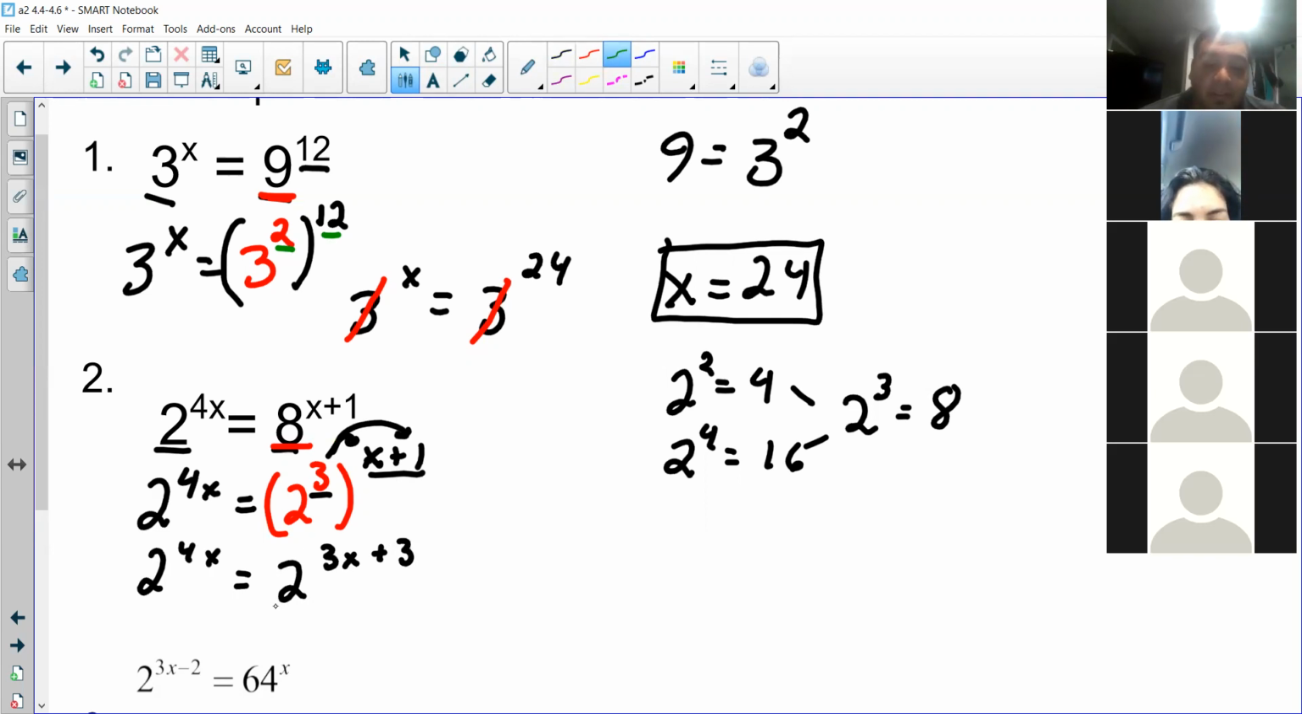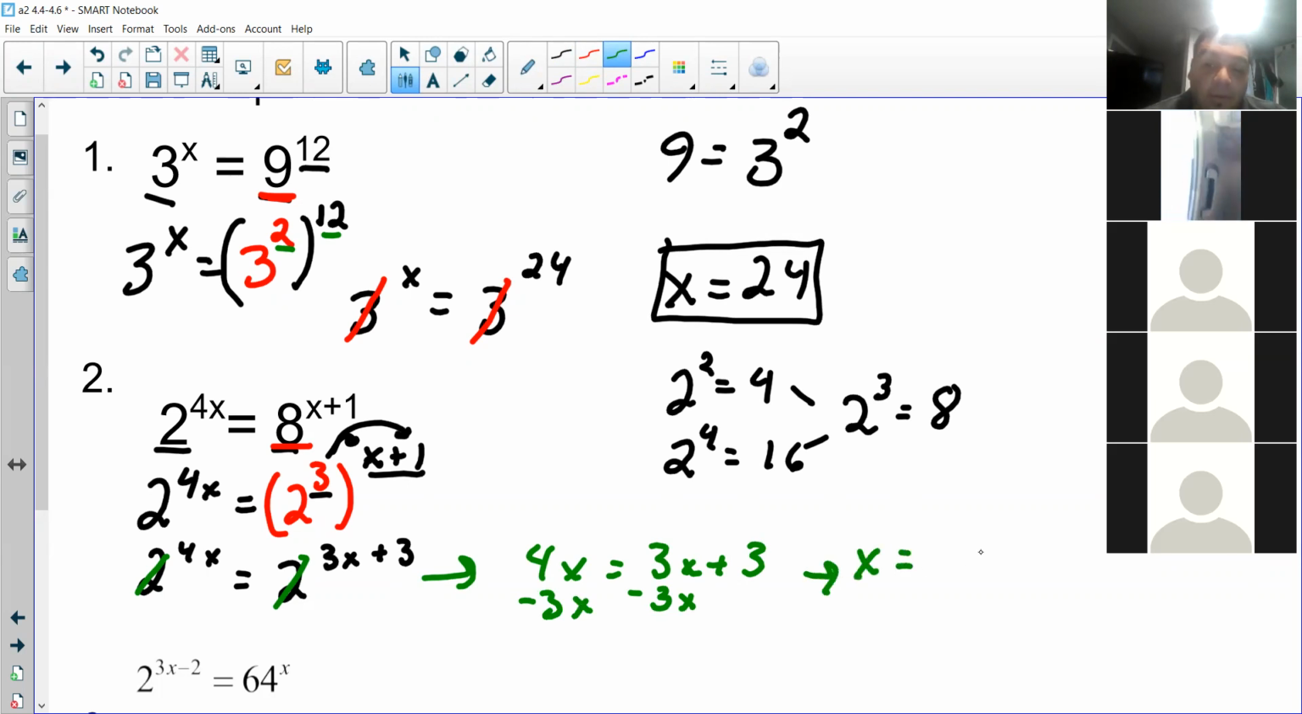Perfect, Alyssa. Now we're going to cross out the base 2s. And then we simply have, I'll do it in green, 4x equals 3x plus 3. A little bit of algebra 1, maybe a little pre-algebra if you want to think about it. Minus 3x, minus 3x. Your final answer, x equals 3.